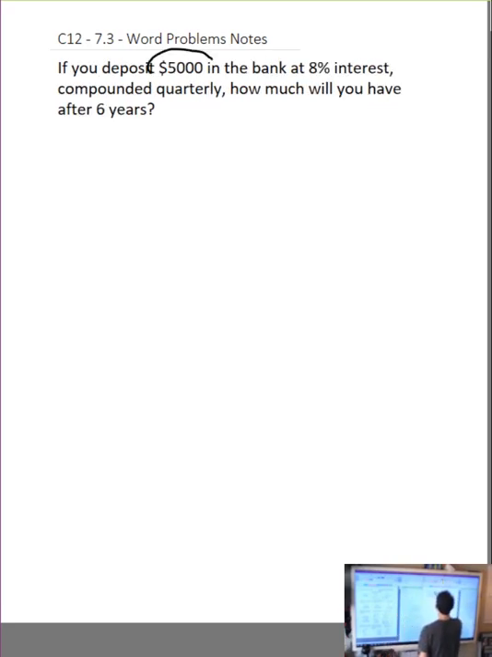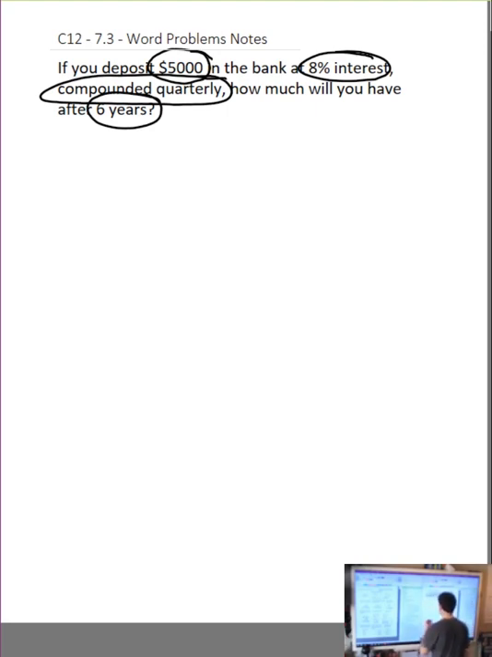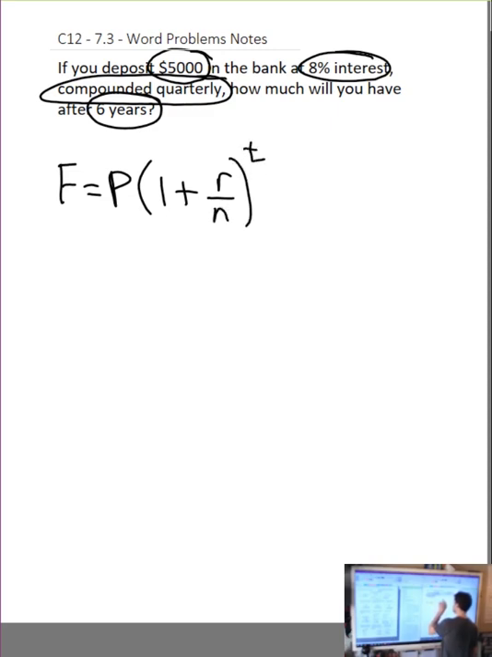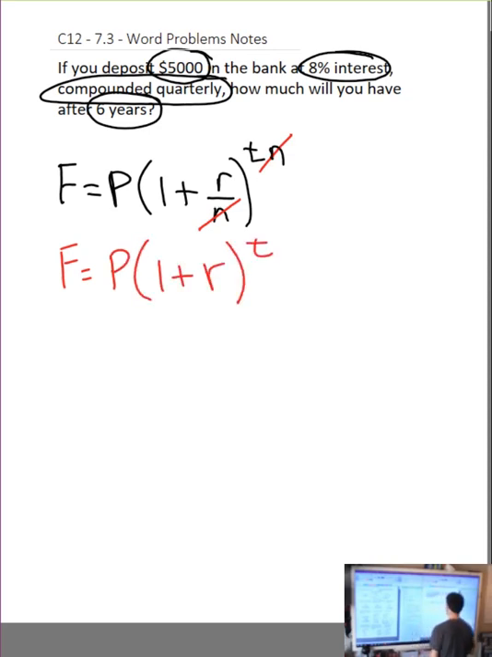Okay, if you deposit $5,000 in the bank at 8% interest, compounded quarterly, how much will you have after 6 years? So if we're compounding, we're going to use a very similar formula, a little different. It starts off the same, F equals P, open bracket, 1 plus, but this time we're going to take R and divide it by N and take it to the exponent Tn. Now, if we're compounding yearly, these N's go away and we're left with the same formula that we had before. F equals P, open bracket, 1 plus R to the exponent T.